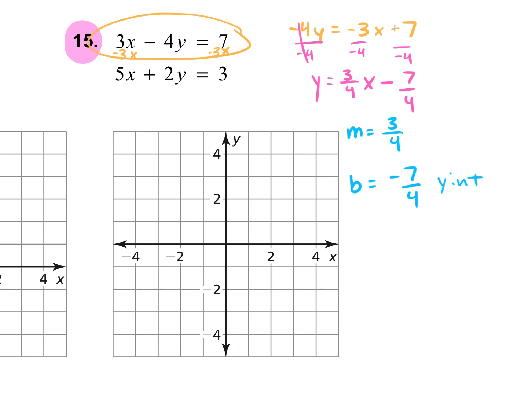Can we change it to a mixed number to see where exactly it would be? Yeah, so let's divide 4 into 7. So that would be -1 and 3/4. So I would go down 1 and 3/4. So it'd be in between -1 and -2. Perfect. So we just change it to a mixed number to help us plot it.